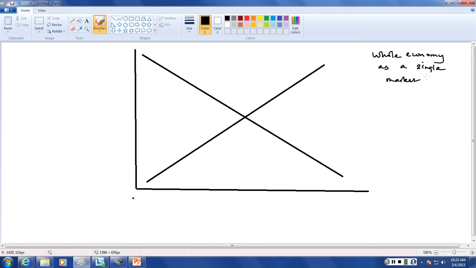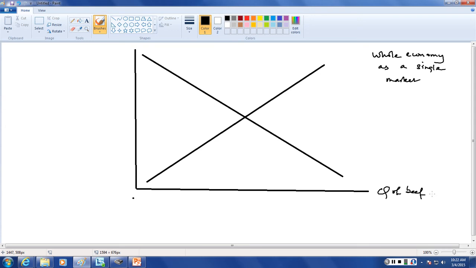Now, typically, in a diagram like this, what do you measure along the horizontal axis? Somebody? Quantity, is that correct? So if this were the market for beef, for instance, what you would measure along the horizontal axis would be the quantity of beef. And what you would measure along the vertical axis would be the price per pound of beef. Correct?